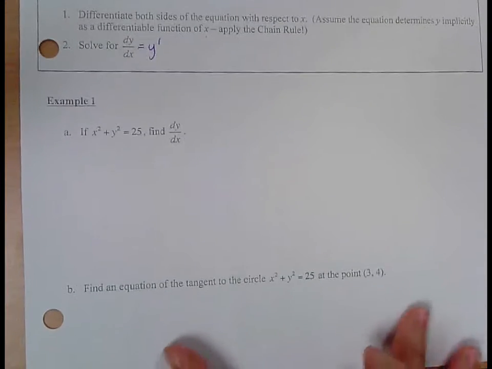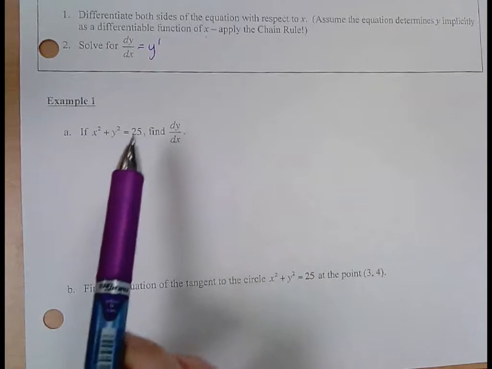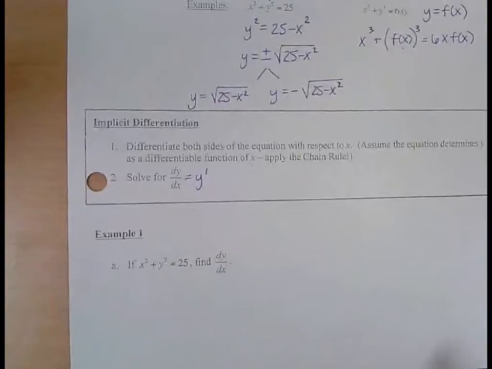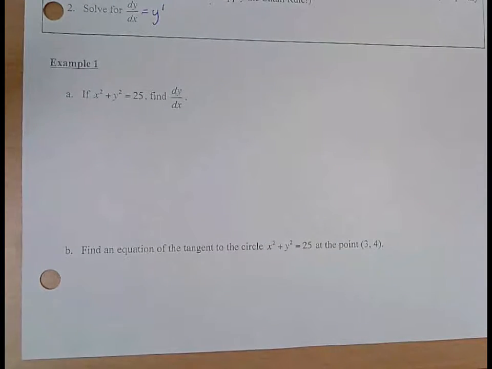So for example 1, the two equations I gave you above, I think I have both of those examples on here. I do. We're going to find the derivative of each of those with implicit differentiation.